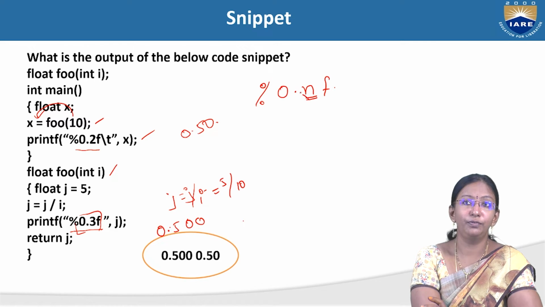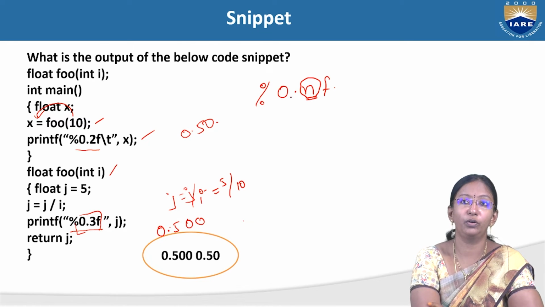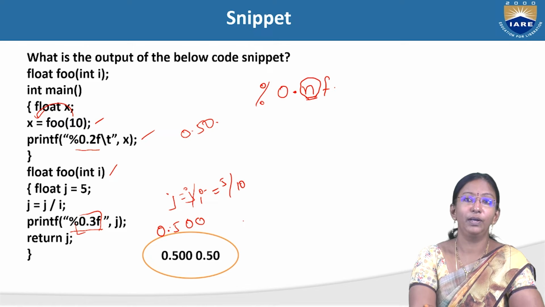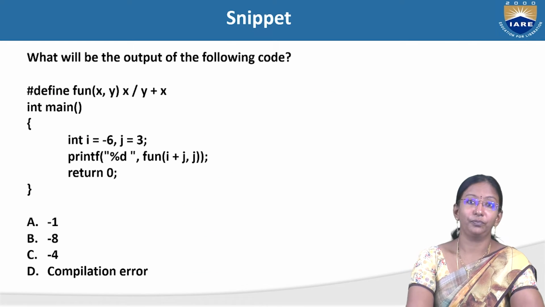Whatever the value of n will be, those many decimal values will be placed after the dot in a float value. That is a simple syntax. Please keep that in mind. Right, let's move to the next one.